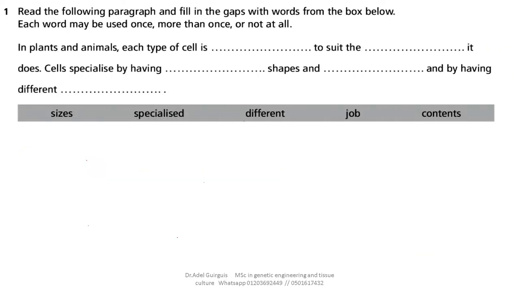Look, please. First question. Read the following paragraph and fill in the gaps with words from the box below. The box has: sizes, specialized, different, job, contents. The question: In plants and animals, each type of cell is ___ to suit the ___ it does. Cells specialize by having different ___, shapes and ___, and by having different ___.